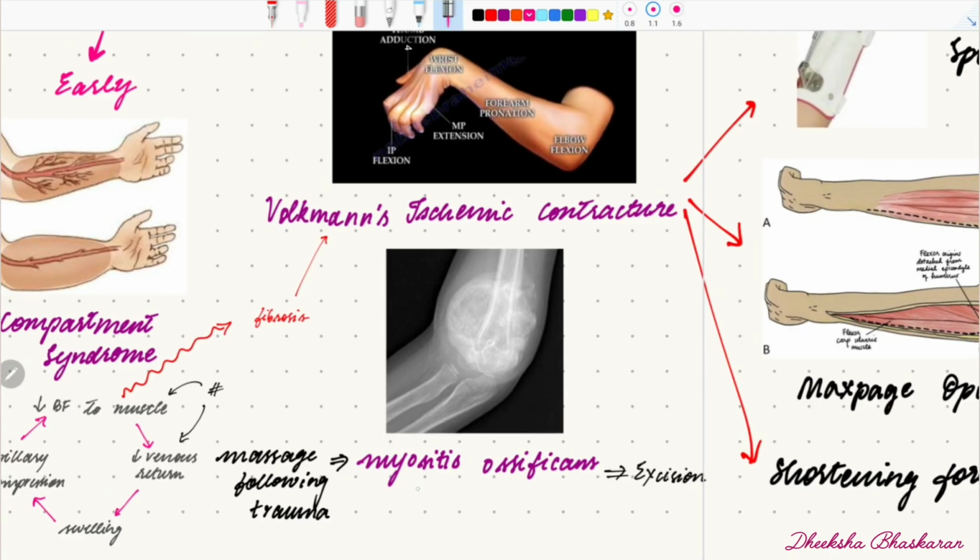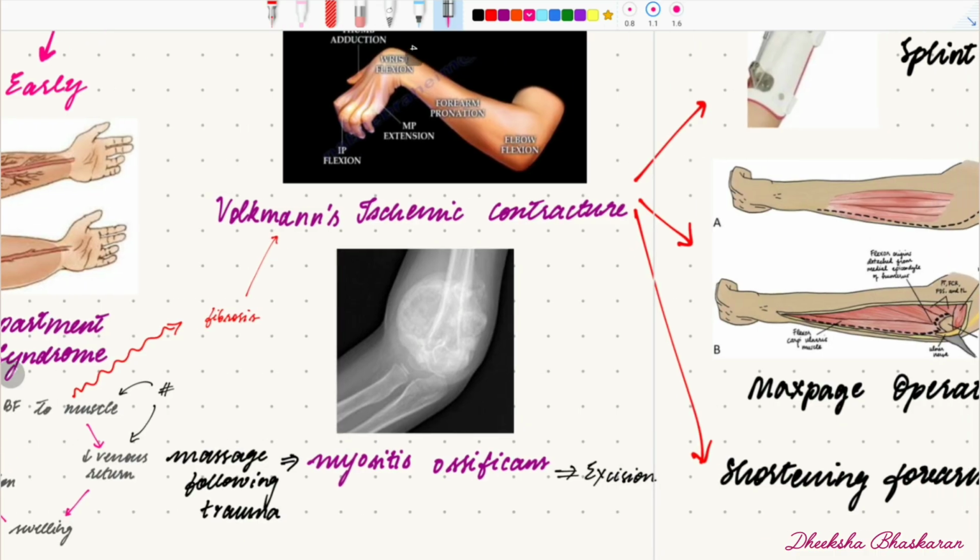And another thing which could occur is myositis ossificans. It's a late complication. This commonly occurs if there's a massage following a trauma. Bone fragment gets displaced into the muscle, and this causes bone growth inside the muscle. That's called myositis ossificans.